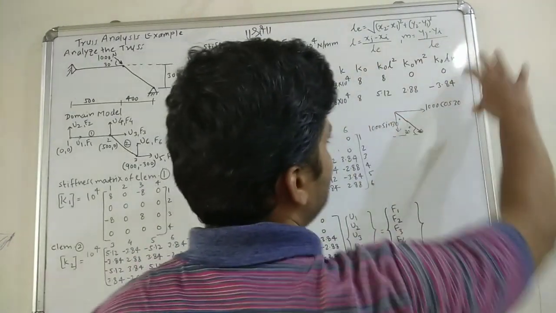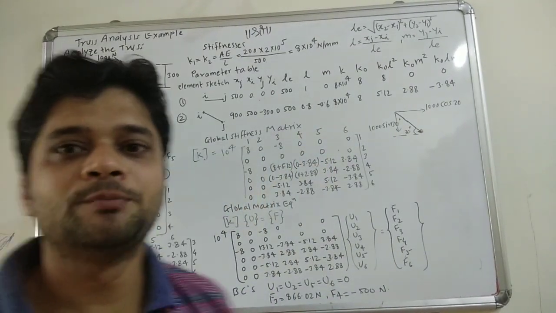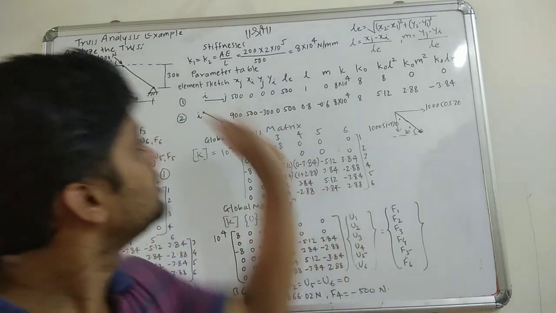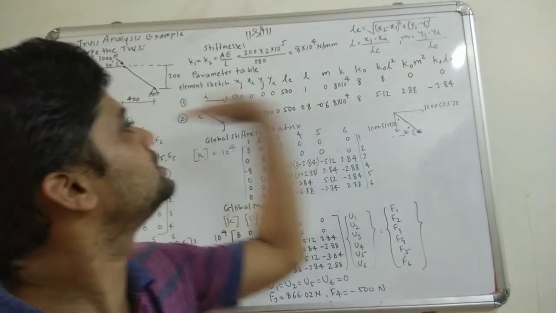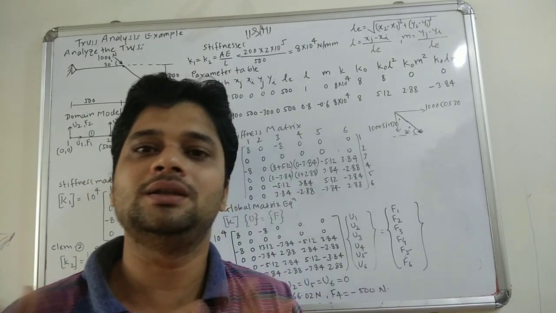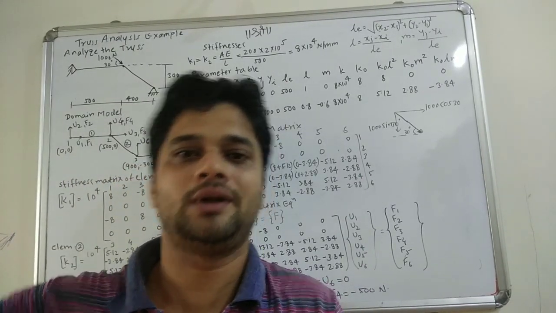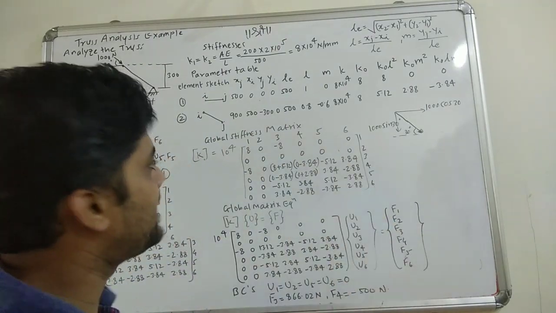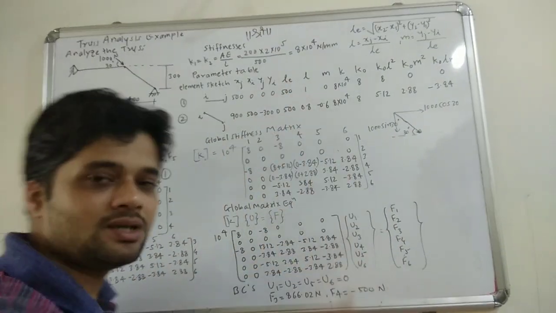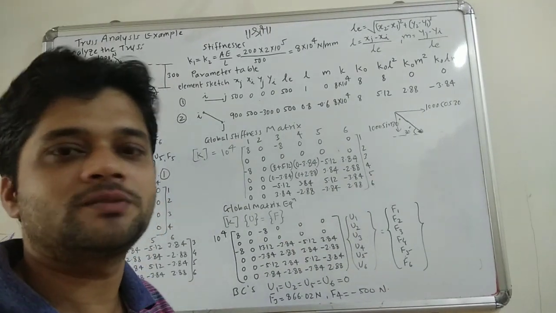Writing the parameter table helps to a great extent, because the majority of the bulk calculation happens in the parameter table. After that, we are just compiling the values which we have already found in the parameter table and writing them in the stiffness matrices. So the next step is writing the element stiffness matrix.